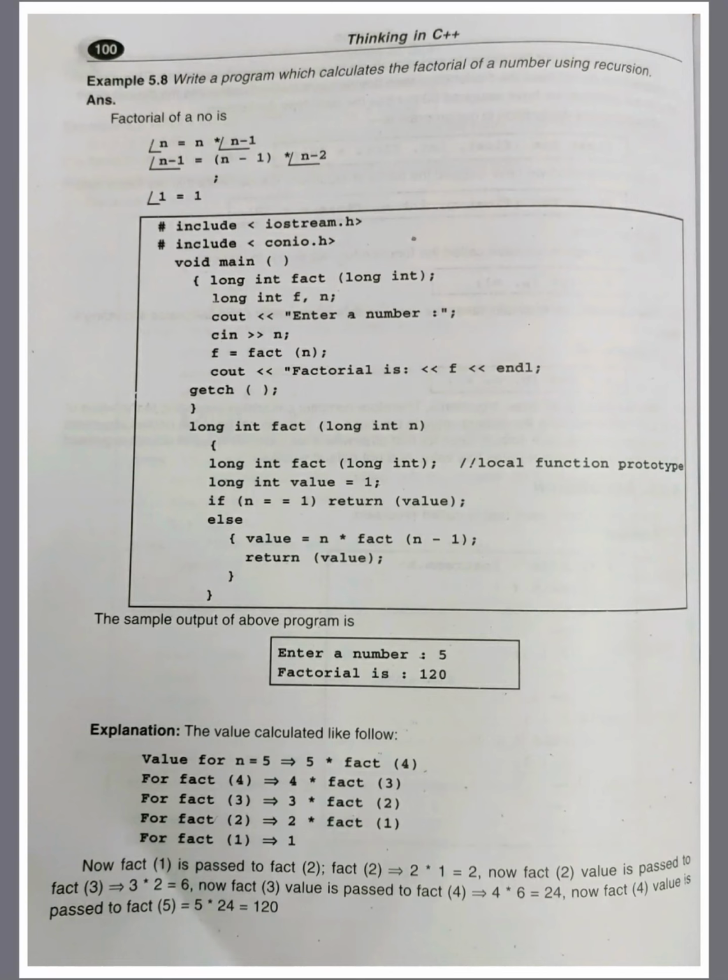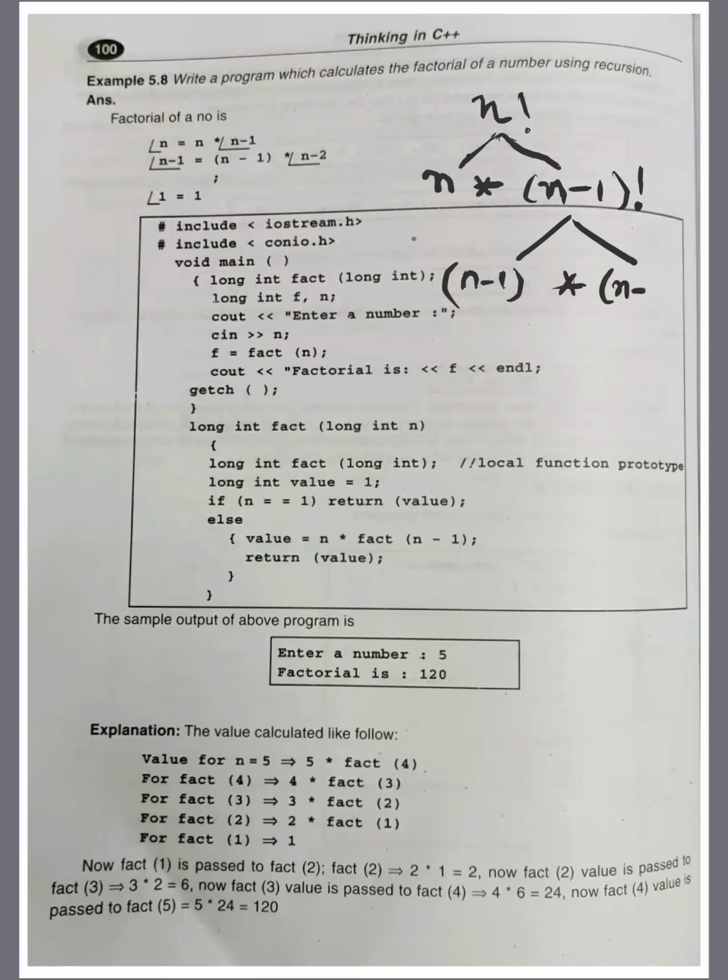Now factorial is a good candidate for recursion, because the factorial, say factorial of n, how can you write factorial of n? You can write it as n into factorial of n minus 1. Now how can you write the factorial of n minus 1? You can write it like n minus 1 into factorial of n minus 2 and so on, and this goes on and on, and finally 1 will come.